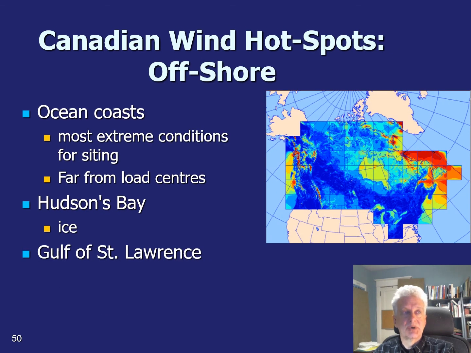And if you look offshore, the ocean coasts of Canada show from this model ridiculously high levels of winds. These are most extreme conditions for siting. You deal with very high ocean waves and the potential for ice. They're also really far, most of them, from load centers, with the exception of maybe near the end of Vancouver Island. Looking at Hudson's Bay, that's a really, really nice windy area, but it ices over for a quite substantial season of the year. Then there's the Gulf of St. Lawrence, where you're again looking at a lot closer to load.